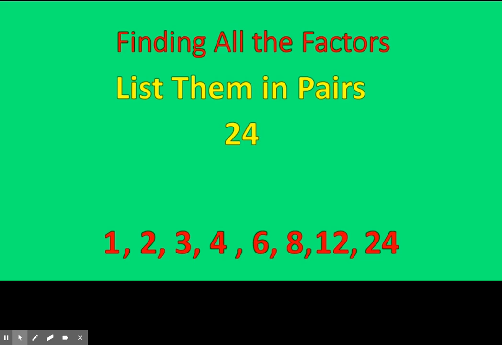And as I come into the middle, it's kind of like a rainbow almost. Like as I come into the middle, you'll notice between 4 and 6, there aren't any more. All right, so I just went 1, 2, 3, 4, and the numbers that are multiplied times those to get me my 24. So this is a way that we can find all of the factors, is to list them in pairs. And sometimes I've seen this rainbow type pattern used to show those factor pairs.